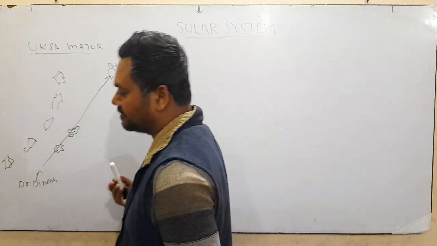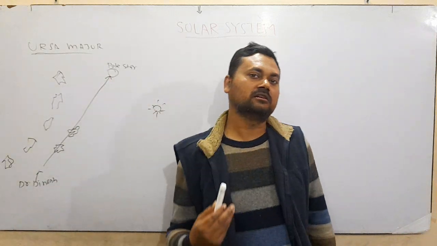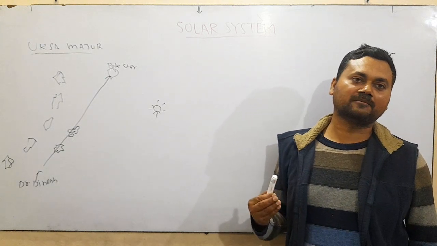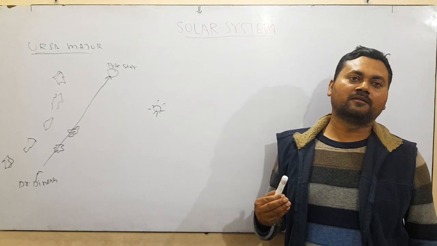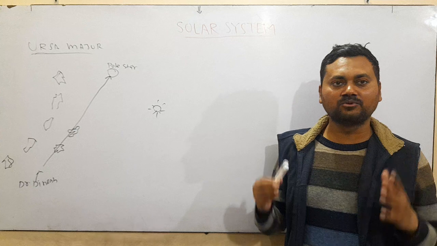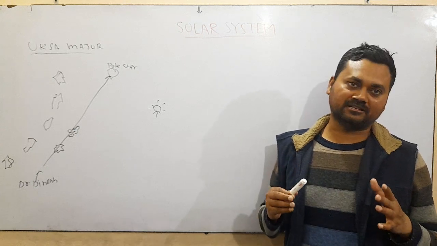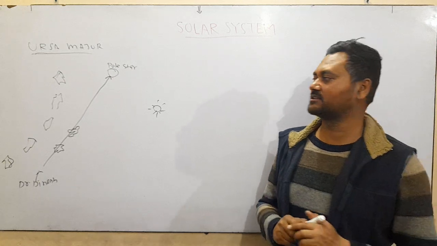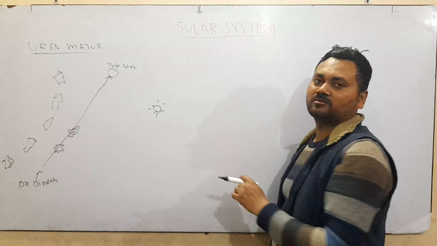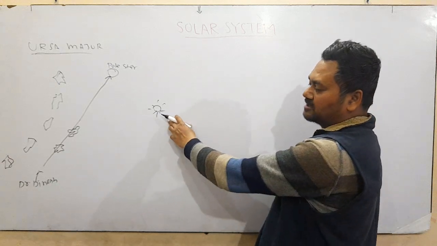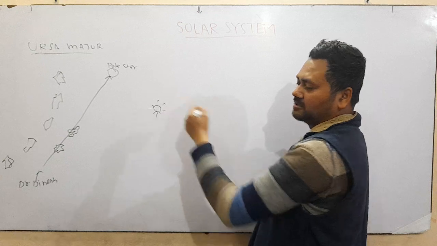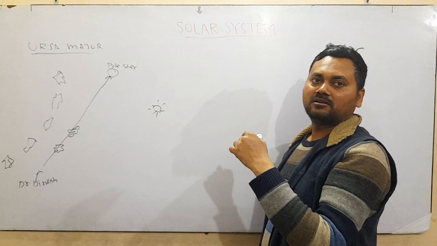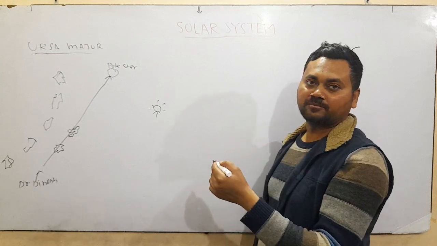Pluto, when the meeting of the International Union of Astronomy happened in 2006, that time it was decided that Pluto cannot be accepted as a planet, and they declared Pluto a dwarf planet. Why they declared Pluto a dwarf planet, I will tell you, but before that, Sun is in the center, and the remaining 8 planets rotate around the Sun in an elongated path.